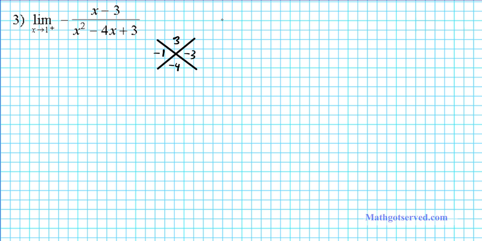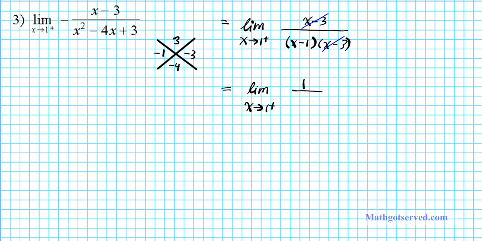So I can write this limit as the limit as x approaches 1 from the right of x minus 3 divided by x minus 1 times x minus 3. Now you notice that the x minus 3's can cancel out, and then the problem now reduces to the limit as x approaches 1 from the right of 1 over x minus 1.